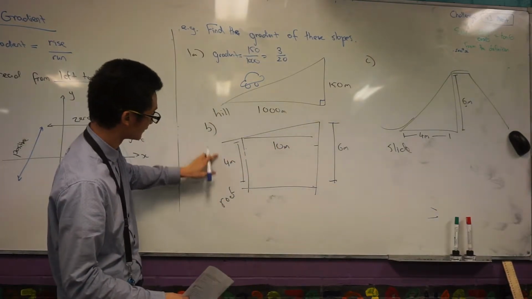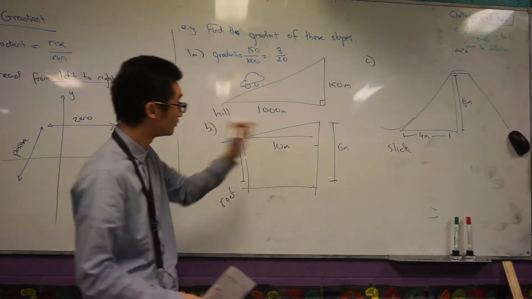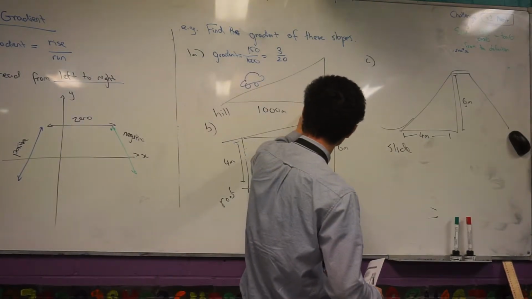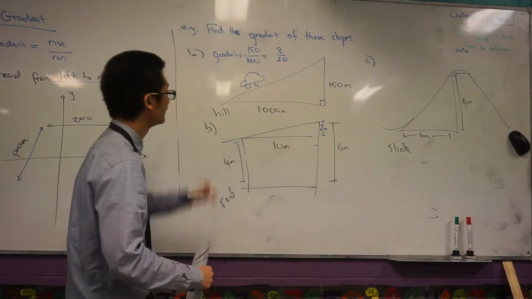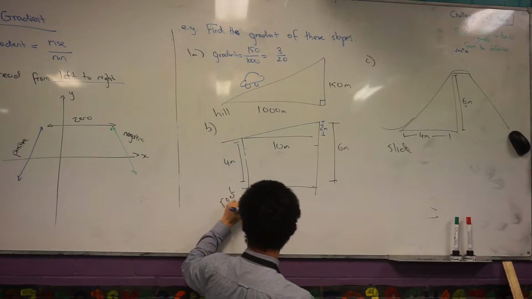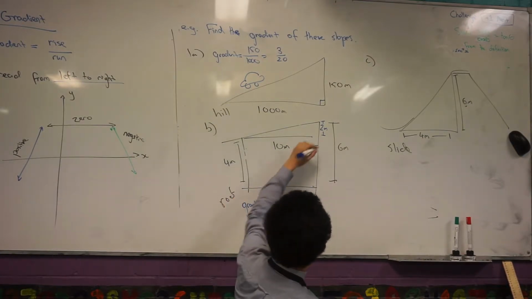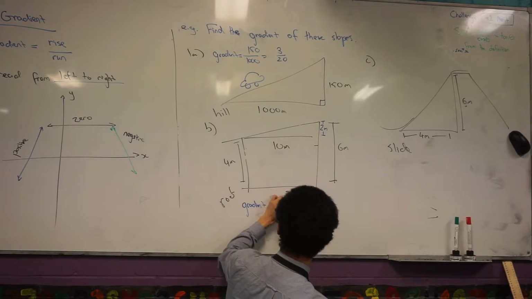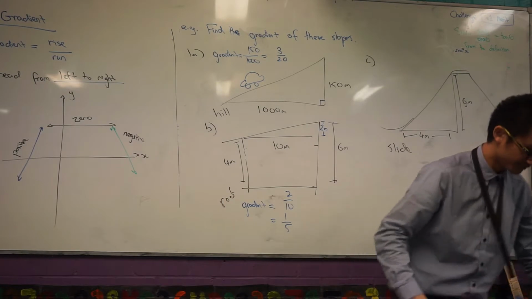So if I know that this length is 4, and this whole length is 6, what would just be my rise? Well, my rise in this case is just going to be 2 meters, right? And that's just 6 take away 4. That's just that bit there. So the rise over the run, or the gradient in this case, is equal to 2 over 10. And that's just a gradient of 1 over 5.